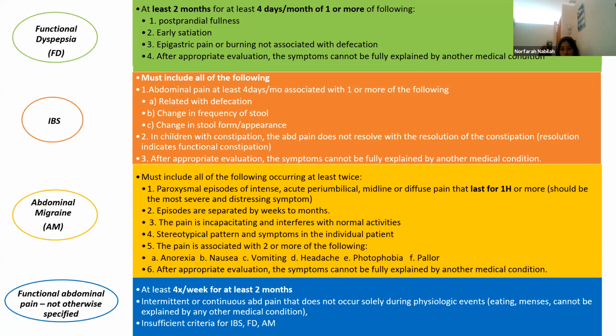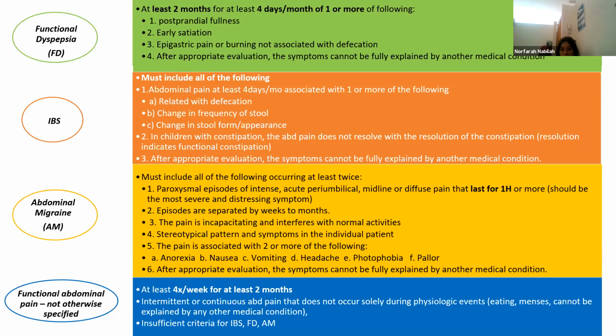And in the second criteria, in children with constipation, the abdominal pain does not resolve with the resolution of the constipation. And the third criteria, after appropriate evaluation, the symptoms cannot be fully explained by another medical condition. And the last one, abdominal migraine. The criteria must include all the following occurring at least twice.